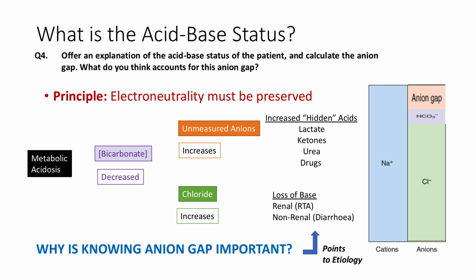Conversely, if the anion gap doesn't increase, then the chloride has to increase, and the chloride will increase when there's a loss of base due to either renal or non-renal causes. This one I will give you all a link, you all can go and read up on your own. But I don't think you really need to know this until M3.